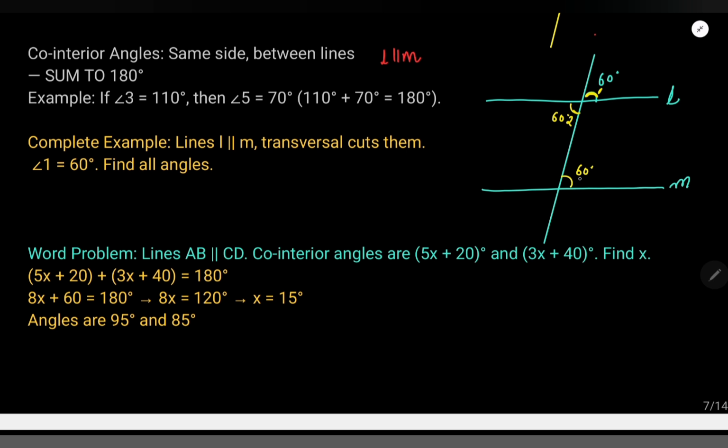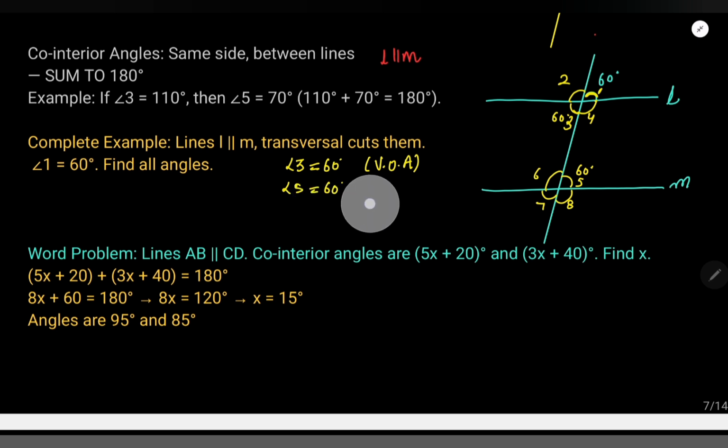Suppose this is 2, this is 3, this is 4. Okay, this is 5, this is 6, this is 7, this is 8. So now angle 1 is 60. So angle 3 is also 60. What is the reason? Vertically opposite angles, right? What is angle 5? Angle 5 is also 60. What is the reason? Alternate interior angles, AIA, right? Then 7 is also 60.